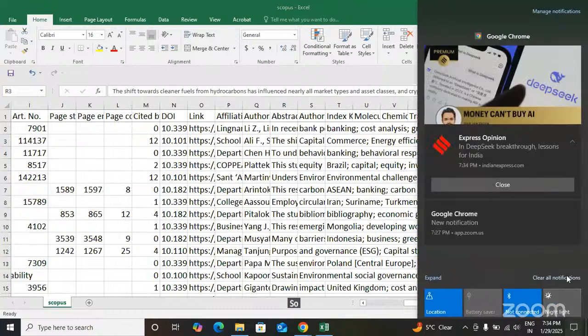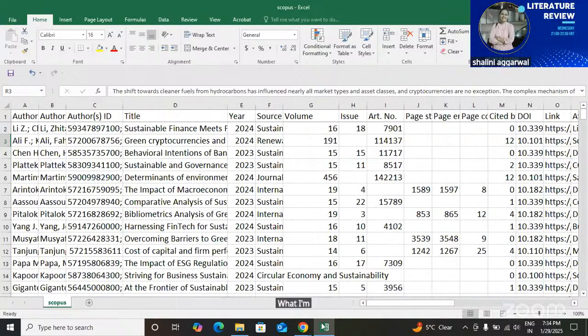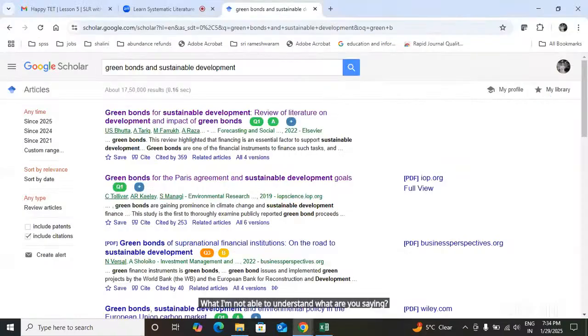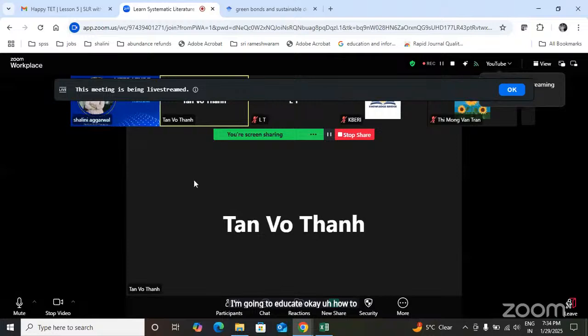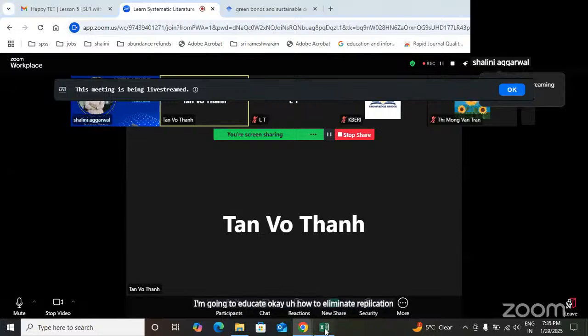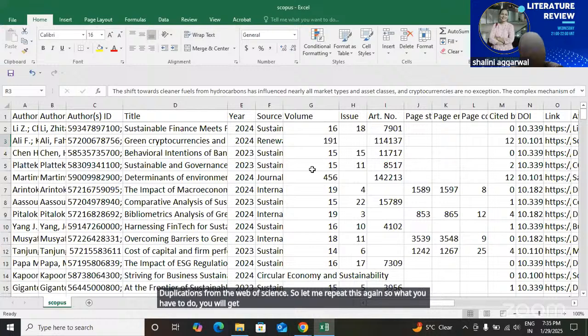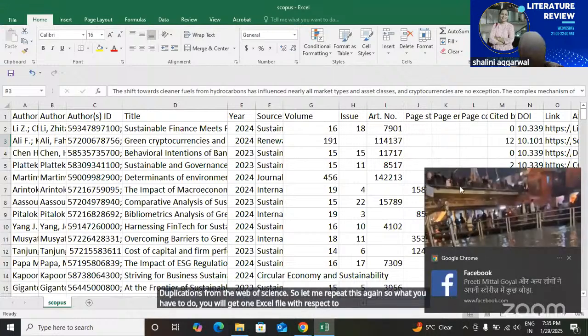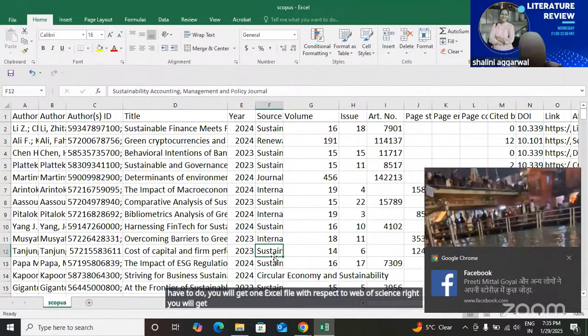Can you repeat it? First, the one we should do between two files is... I'm not able to understand what you are saying. How to eliminate duplication between Web of Science and Scopus? Let me repeat this again. You will get one Excel file with respect to Web of Science, right? You will get an Excel file from Web of Science and Scopus as well.